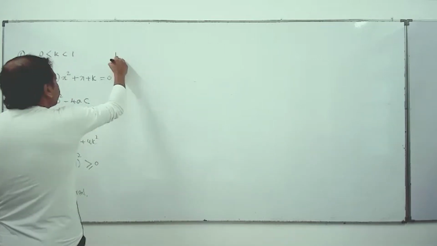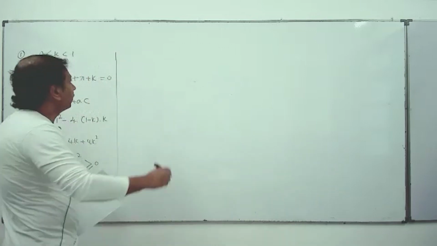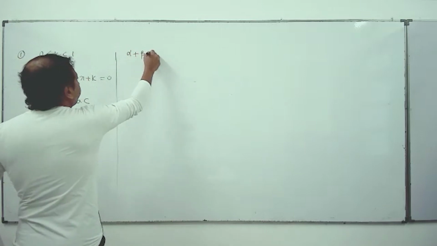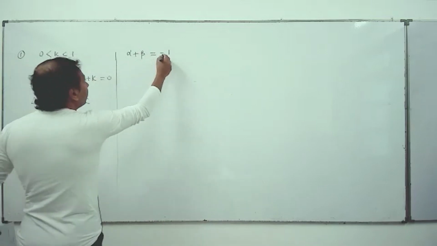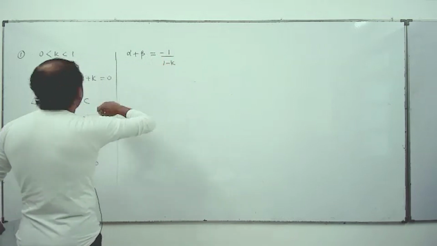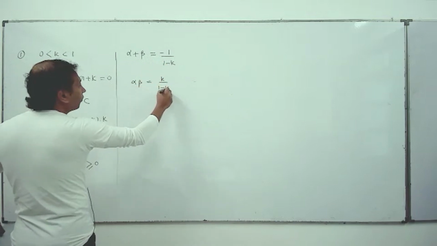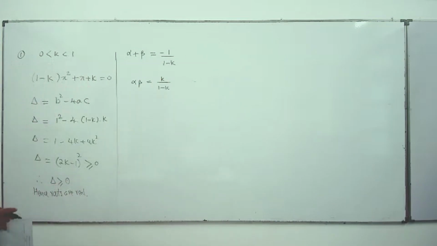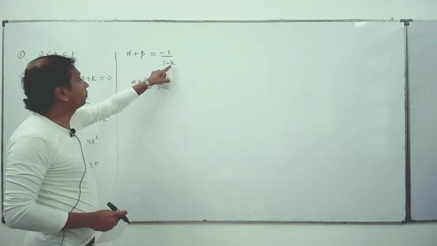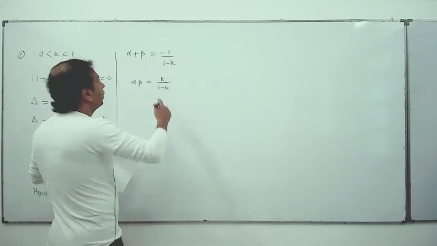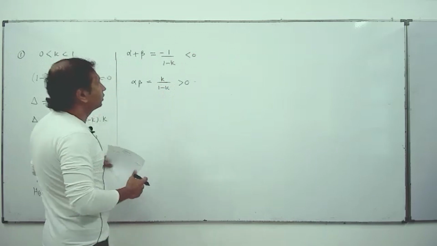Secondly, asking to show the roots are negative. We'll take the two roots as alpha, beta. Then alpha plus beta is minus x coefficient divided by x squared coefficient 1 minus k. Alpha beta product is constant k divided by 1 minus k. You can see here k is between 0 and 1. Therefore, 1 minus k is positive. Since here we have negative sign, alpha plus beta is negative. K positive, 1 minus k also positive, alpha beta product positive.